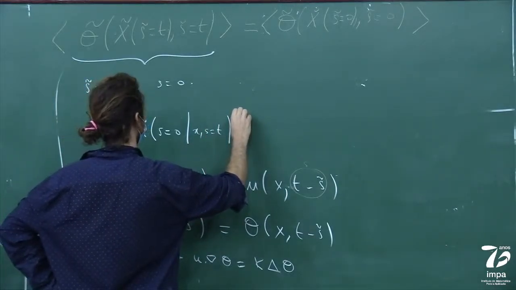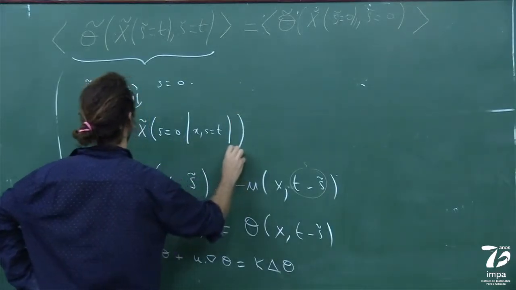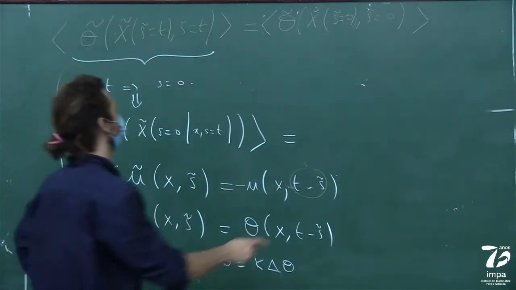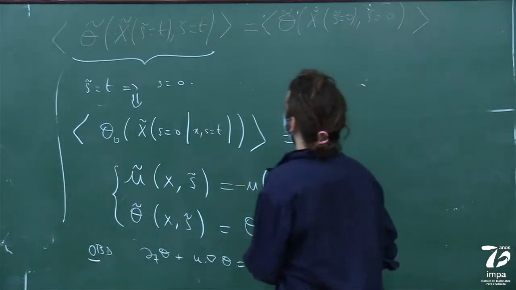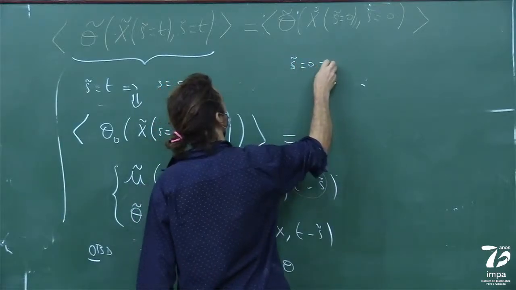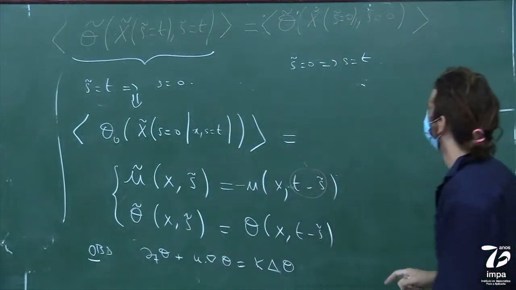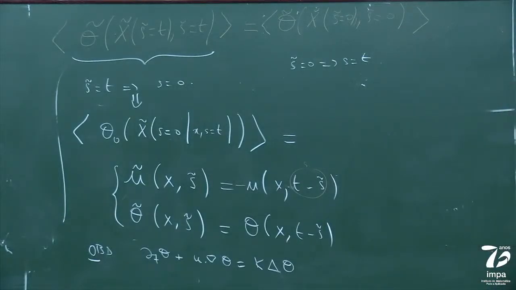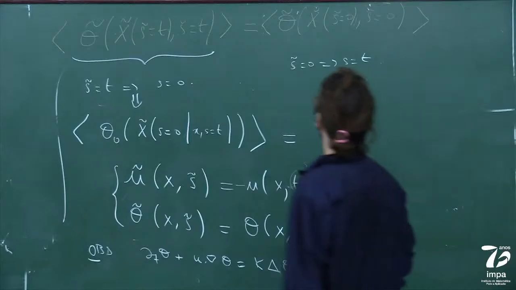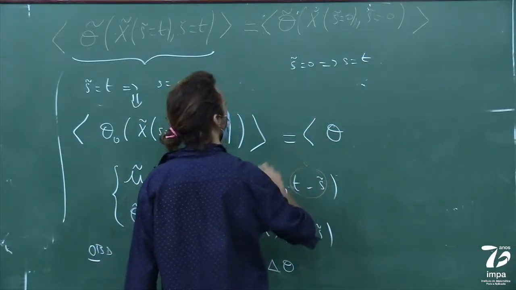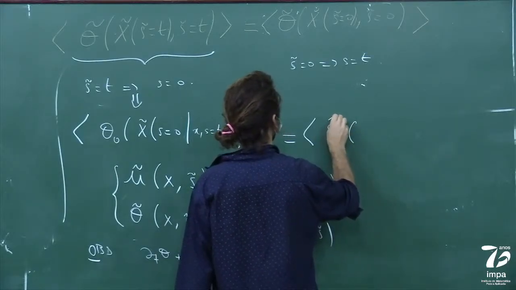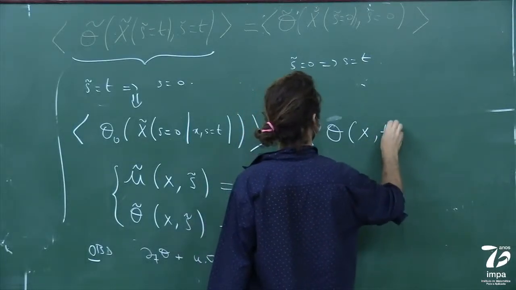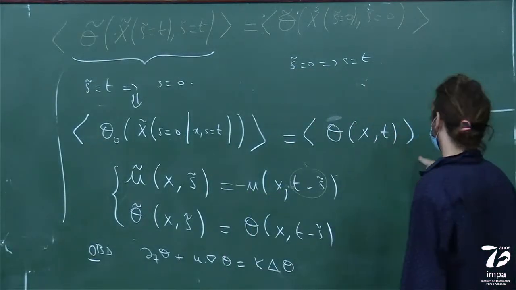Okay. And on the other hand, for s tilde equals 0, s equals t. But I know that I started my definition at t equals 0 at x. This is nothing but the average of theta tilde, but theta tilde is theta, of x t. And there is no average to be taken because this is the initial position. This is theta of x t.